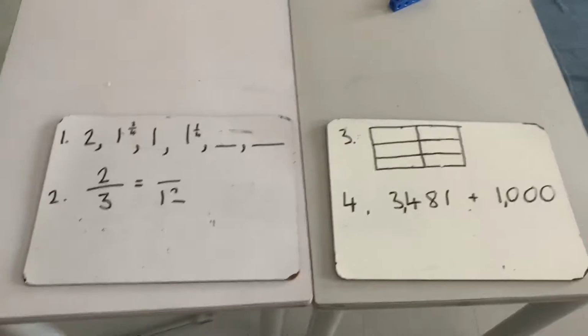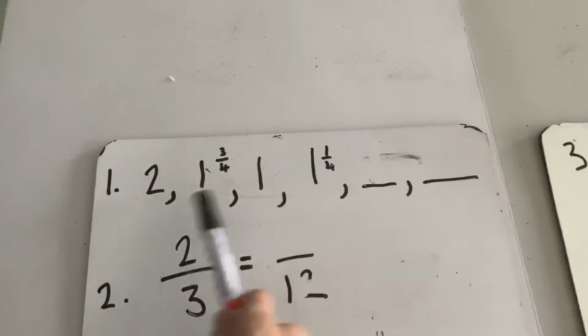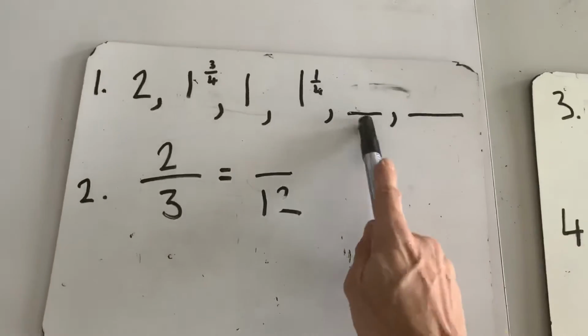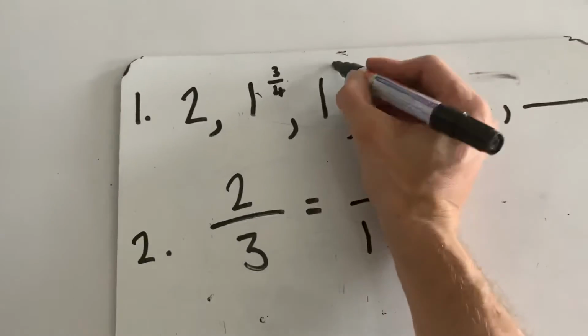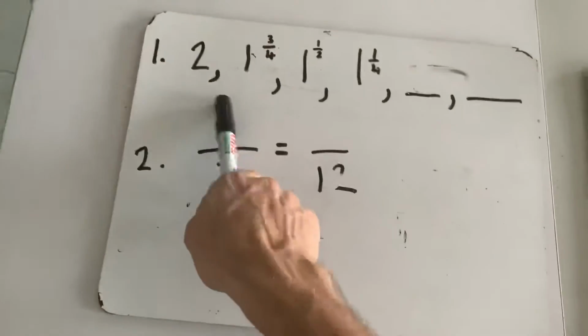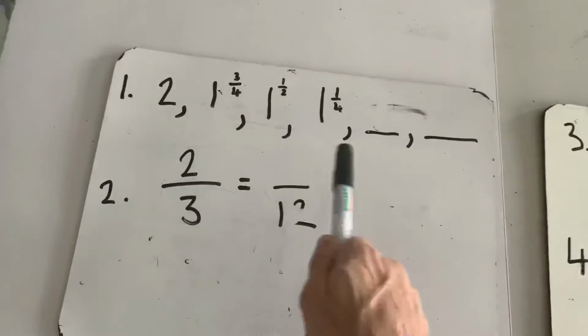Okay, so let's have a look through the flashbacks of today. So first of all, we've got a number sequence, including fractions, and we've got to find the next two numbers in the sequence. So you've got to find a pattern. Sorry, that was 1.5. Okay, so we go from 2 to 1 3/4 to 1.5 to 1 1/4.